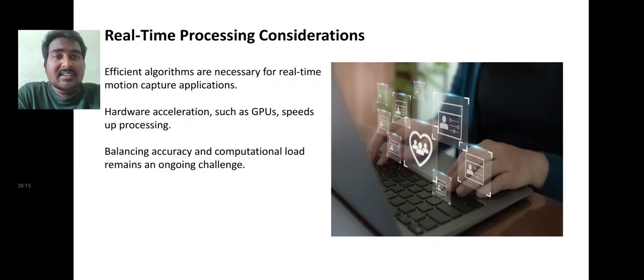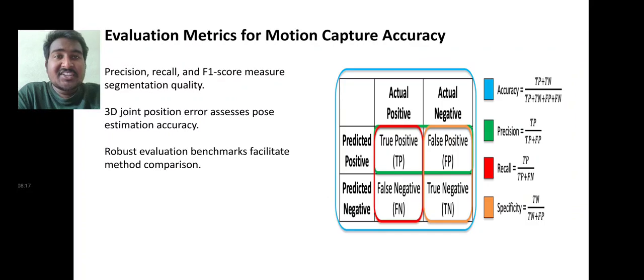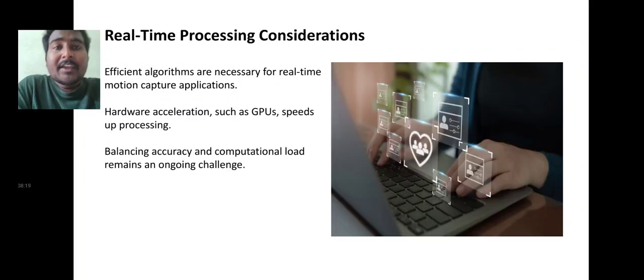Real-time processing considerations. Efficient algorithms are necessary for real-time motion capture applications. Hardware acceleration such as GPUs speeds up processing. Balancing accuracy and computational load remains an ongoing challenge.